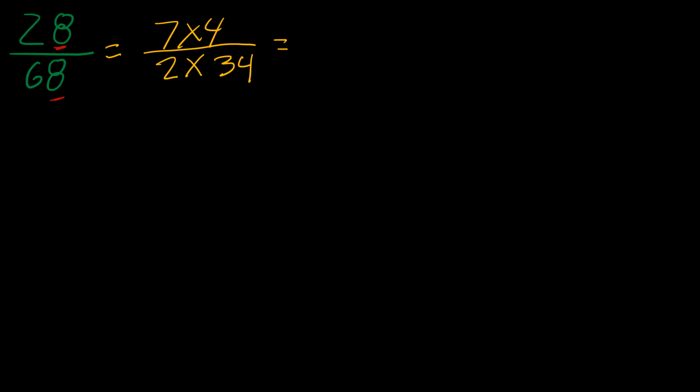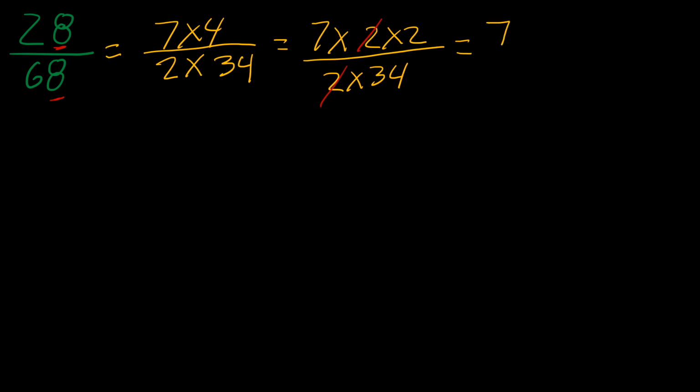So now we can further simplify. We can rewrite the 4 in terms of 2 times 2. And now we have 2 times 34. Those 2's would cancel out. We would be left with 7 and a 2 and 34 on bottom. Now, how can we simplify 34? How can we rewrite 34? Keep in mind, it is even. That's right, we can divide it by 2.